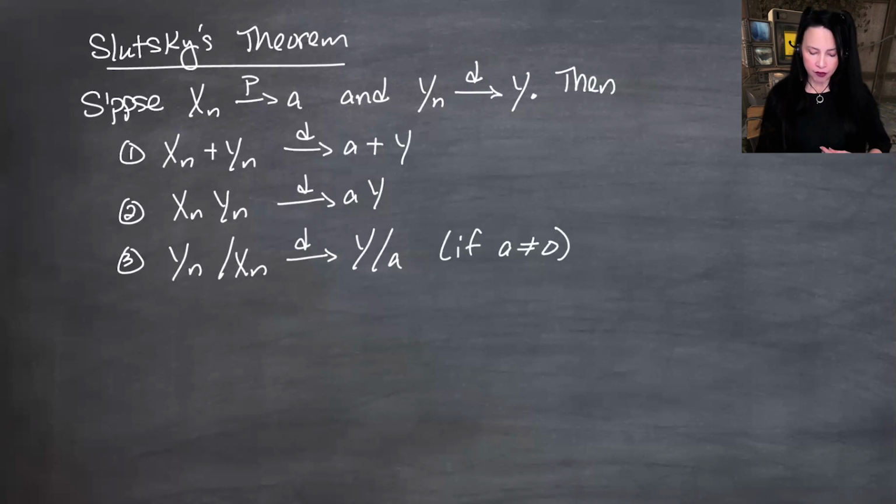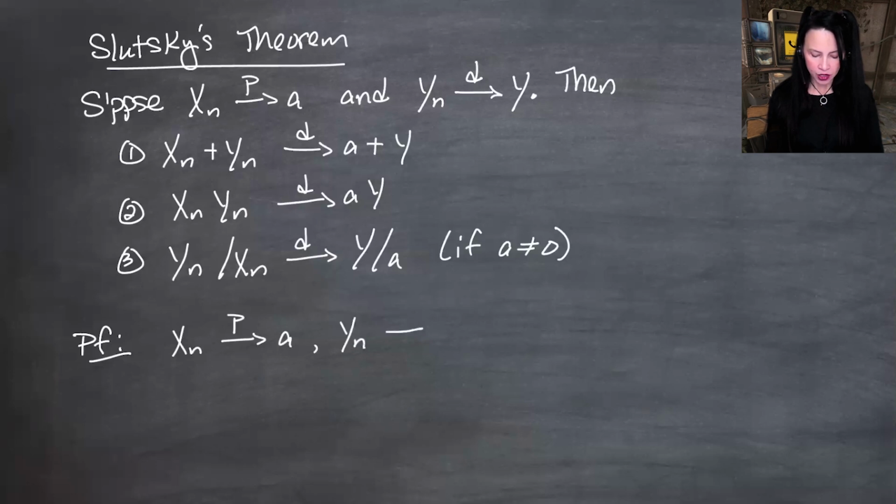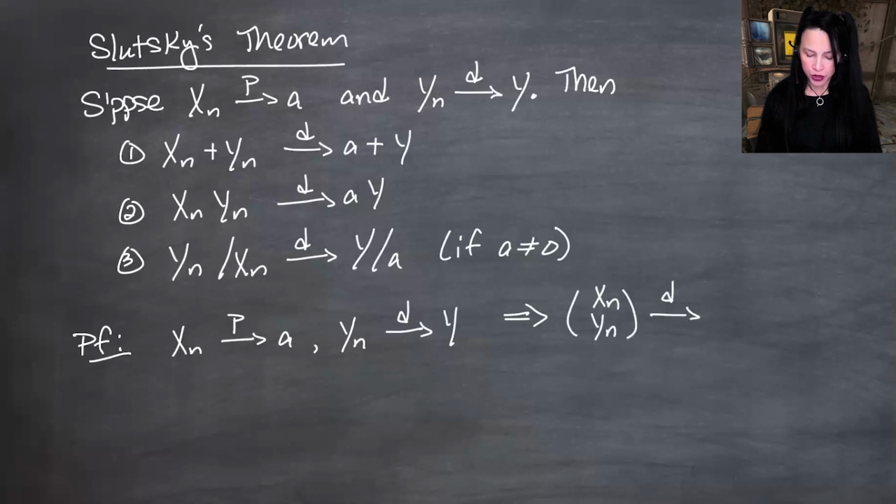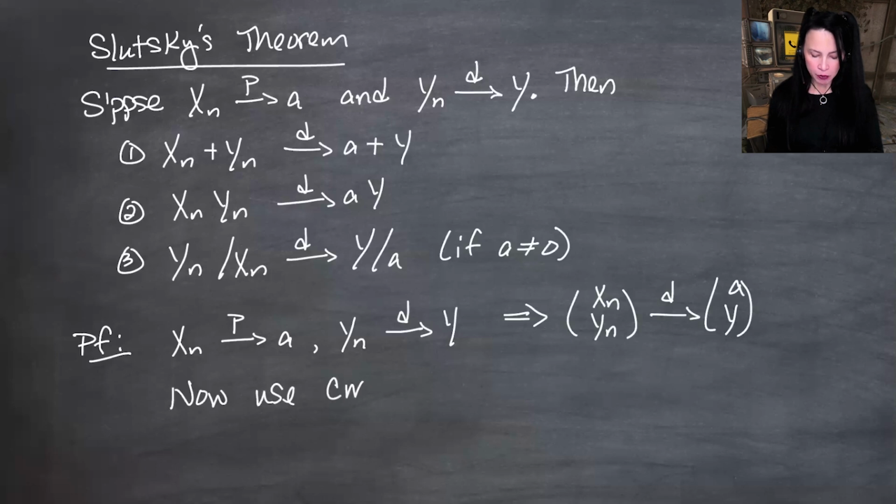And we have proven these if we believe the continuous mapping theorem, which we were not able to prove, so it isn't really a proof, a one-liner here. If xn is converging in probability to A and yn is converging in distribution to y, we now know from the claim we just finished proving that xn, yn as a vector is converging in distribution to a, y as a vector. So now you would use the continuous mapping theorem on all of these, on 1 through 3.